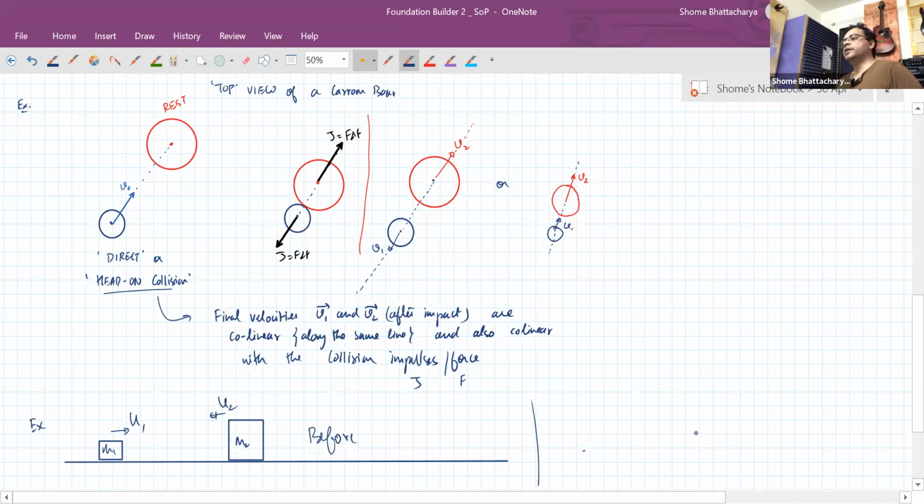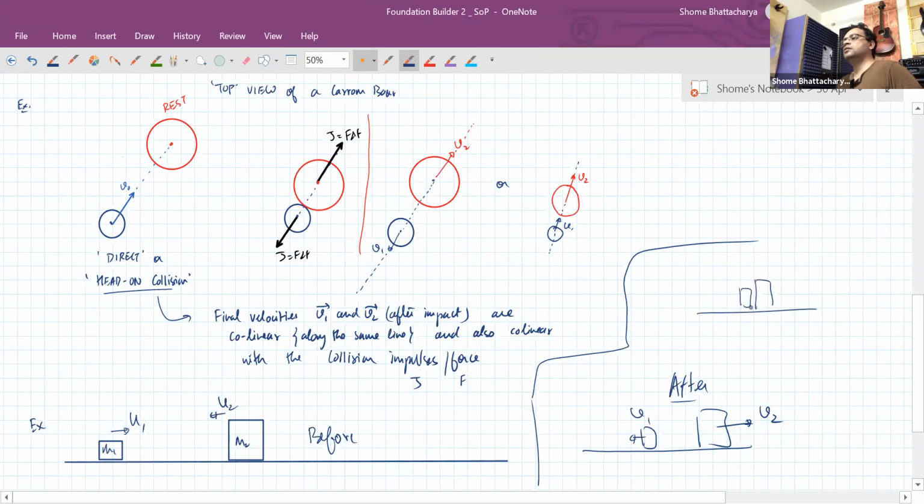And what might happen after impact is that this goes off with a velocity v2 like this, and this recoils with a velocity v1 like this. Because during the impact, as they come in contact, they'll be applying equal and opposite impulse on each other. So this is also an example of a head-on or direct collision.